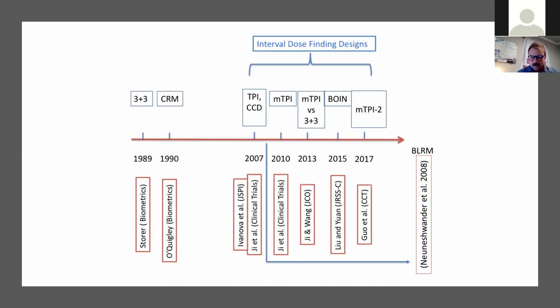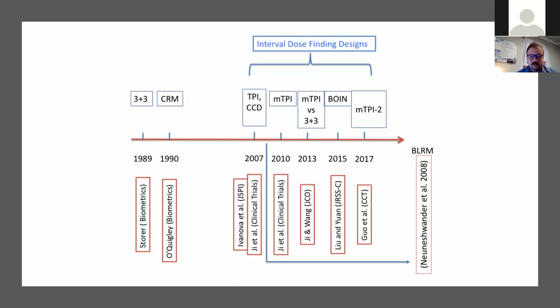So in 1990, in order to overcome these deficiencies that were known for the 3+3 design, a model-based approach called the continual reassessment method, or the CRM, was developed. However, as you can see, there's a pretty large gap before additional designs are introduced, and that's because this design met a lot of resistance. It was unfamiliar.